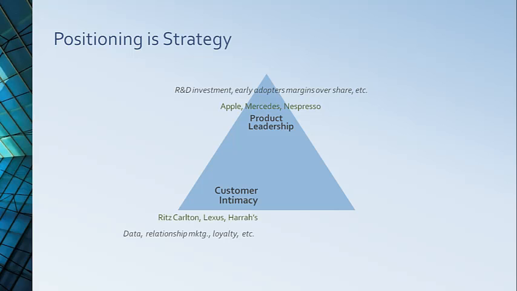The second one is customer intimacy. Ritz-Carlton, Lexus cars, Harrah's casinos, they are all about understanding customers and making the customer experience phenomenal. In many cases, they're also more expensive than the mass market, but the reason why they're successful in the market is because they know more about their customers. They can personalize the experience.